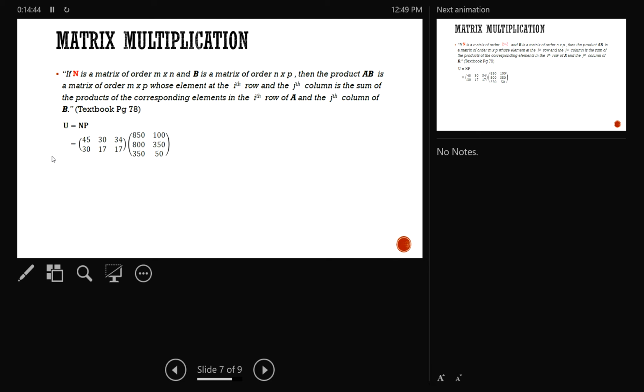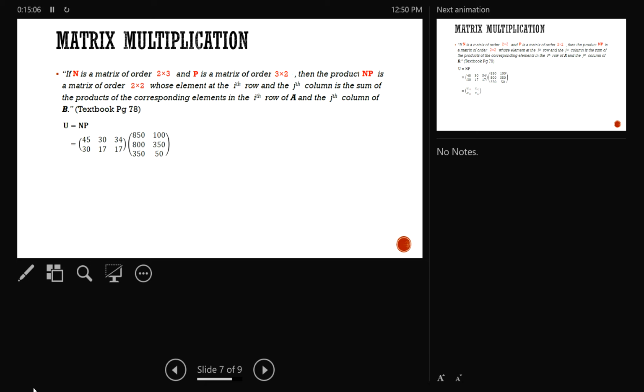Okay, so now, matrix N, the order is 2 by 3. Do you agree with this? The first matrix, 2 by 3? Yes. Okay, matrix B is now changed to matrix P. What is the order? 3 by 2. Then the product, which is NP, is a matrix of order 2 by 2.